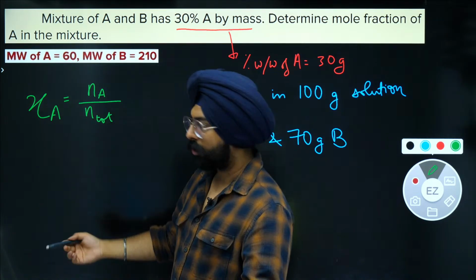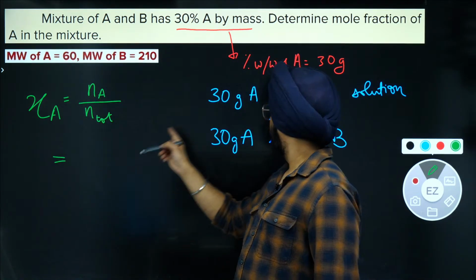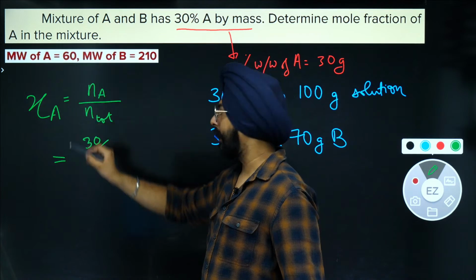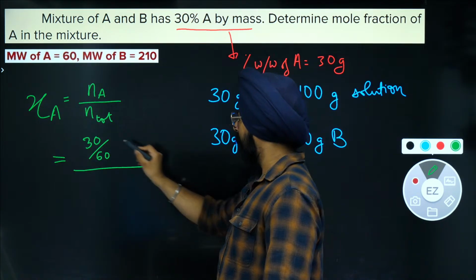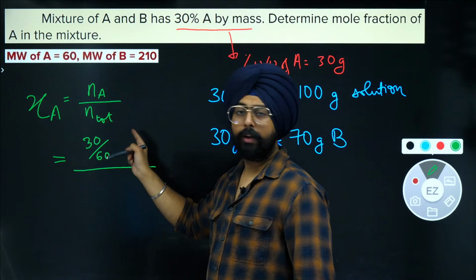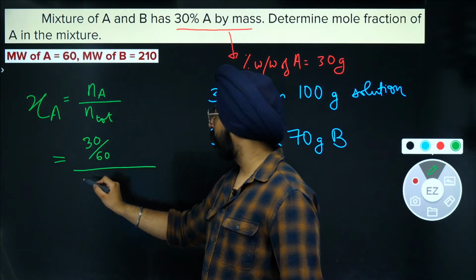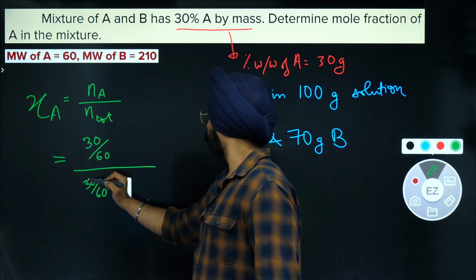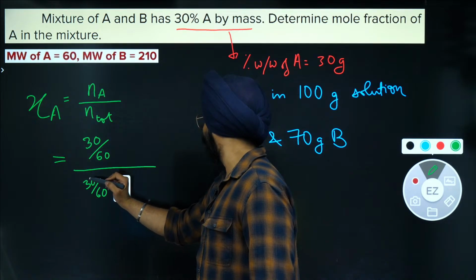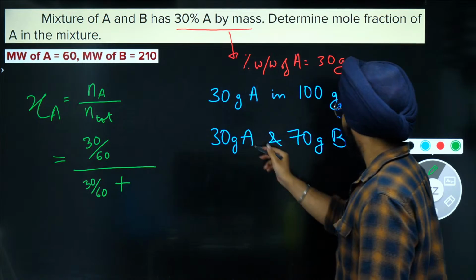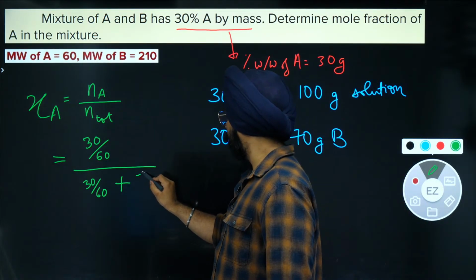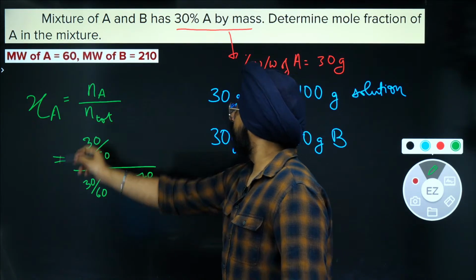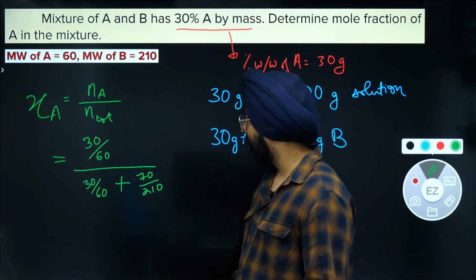So mole fraction of A is equal to moles of A divided by total number of moles. Let's do that. Moles of A: given weight divided by molar weight of A, that is 60. This is moles of A, half. Divided by total moles, that is moles of A plus moles of B. Moles of A is again 30 by 60 plus, this board is so weird. So यहाँ पे what is the number of moles of B? 70 divided by 210. This is all we have to calculate. Not that difficult, I'm sure.